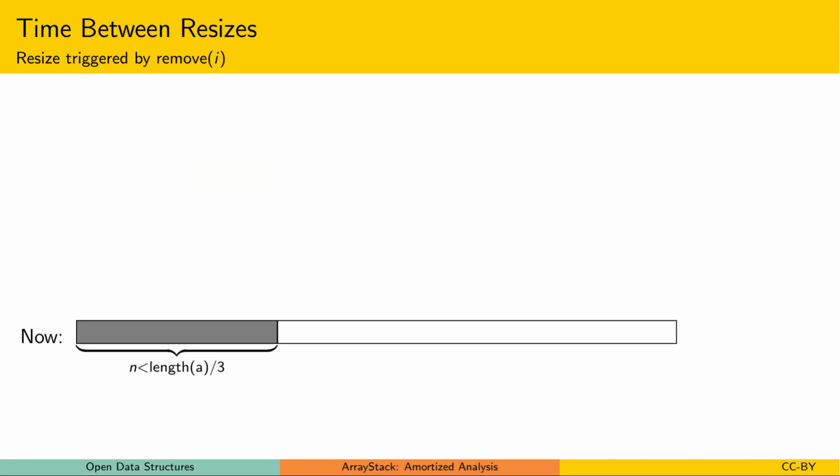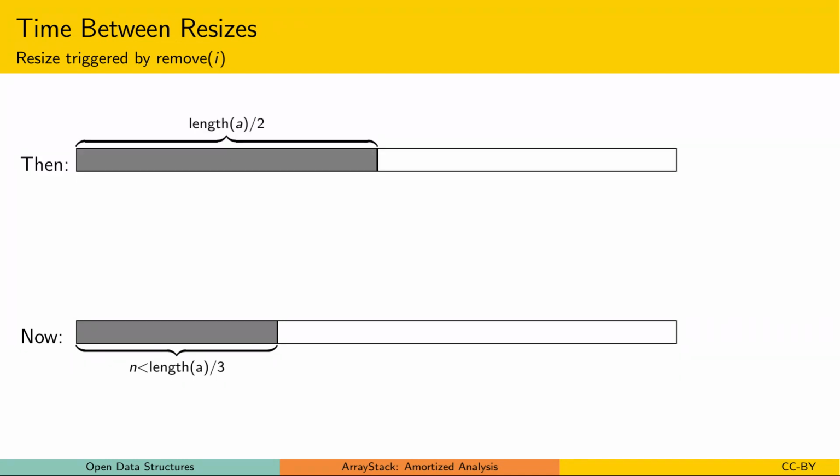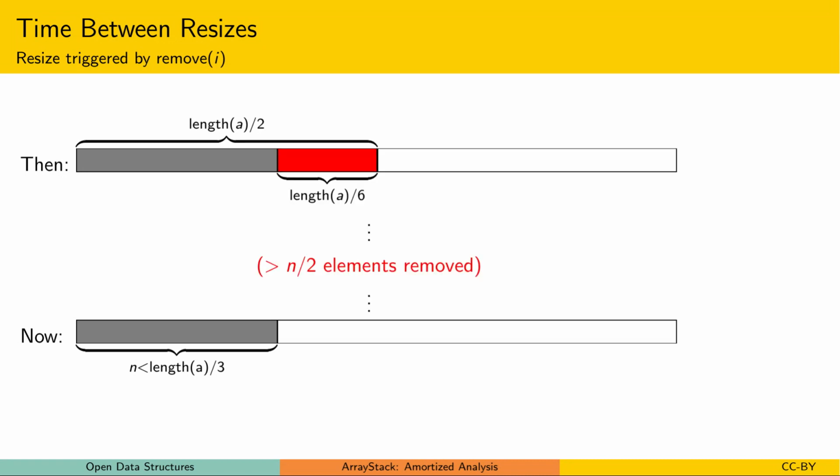Next, consider the situation just before a resize triggered by the removal of an element. This happens when A is less than 1/3 full. n is less than 1/3 the length of A. Again, if we look back to the situation immediately after the most recent resize operation, we see that at that time, the array A was exactly half full. Since the difference between 1/2 and 1/3 is 1/6, we conclude that at least n over 2 elements must have been removed from A in the meantime.